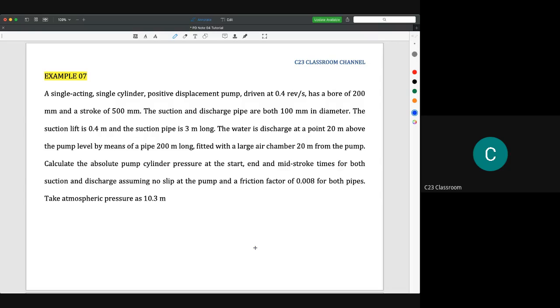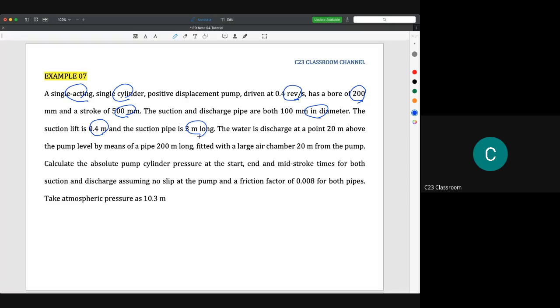Okay, now we continue our discussion on example number 7. We have a single acting, single cylinder positive displacement pump driven at 0.4 revolution per second, with a bore of 200 millimeters and a stroke of 500 millimeters. The suction and discharge pipes are both 100 millimeters in diameter. The suction lift is 0.4 and the suction pipe is 3 meters long.